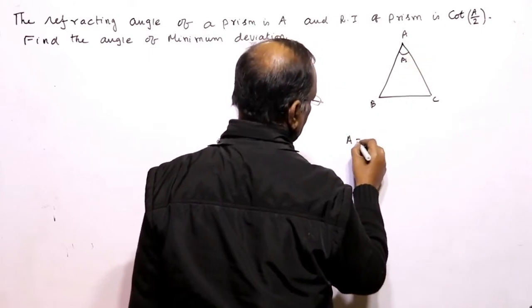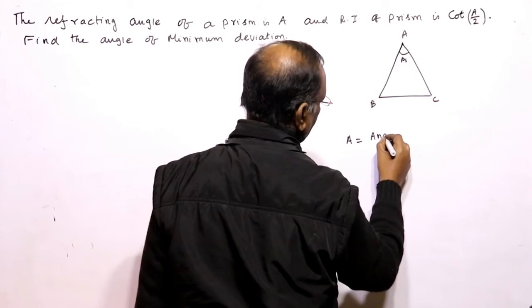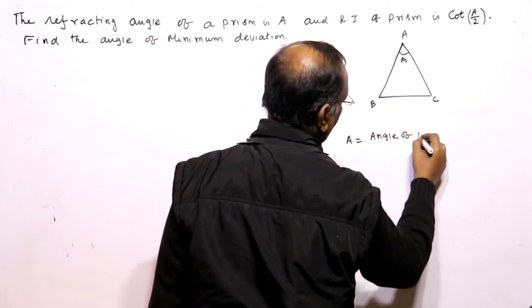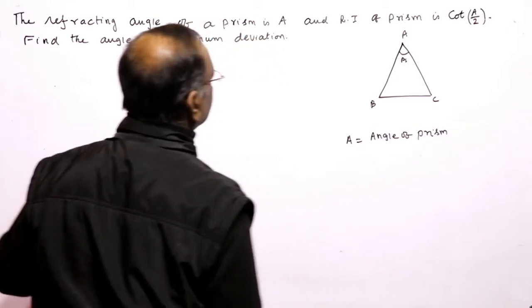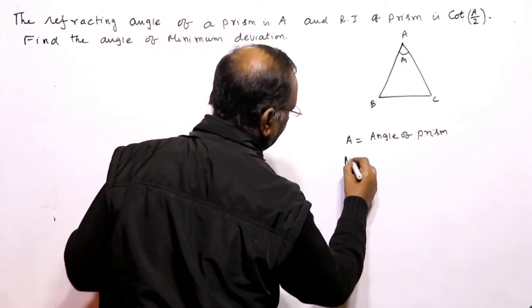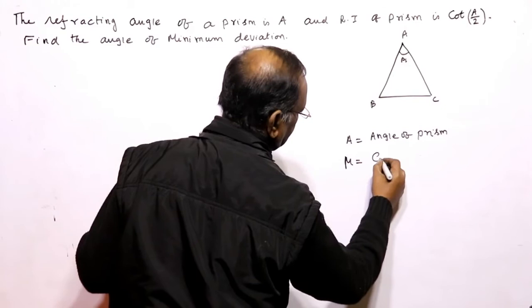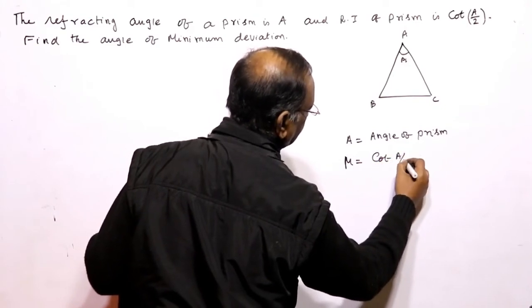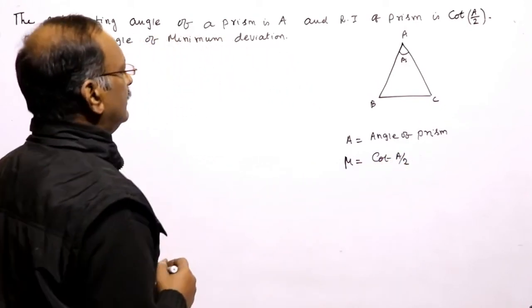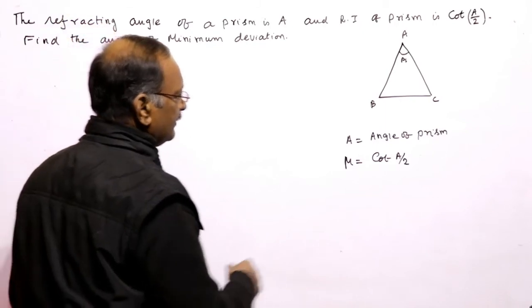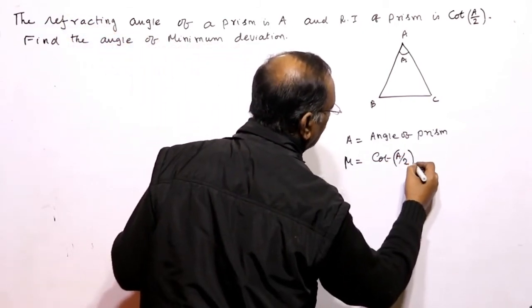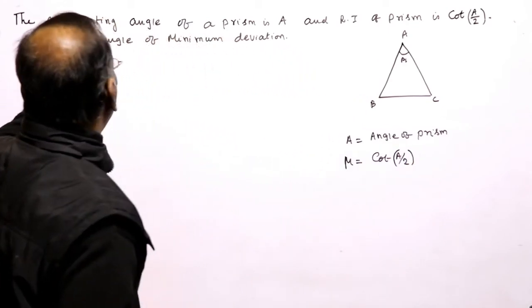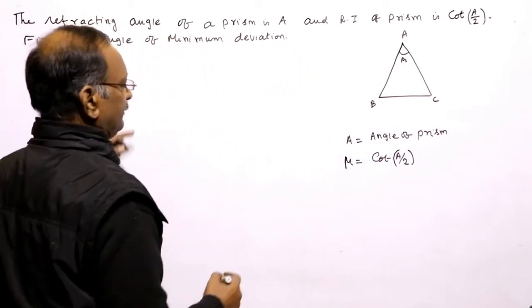So A is equal to the angle of prism, and the refractive index of the prism is equal to cot A by 2, where A stands for the angle of prism. So we have to find out the angle of minimum deviation.